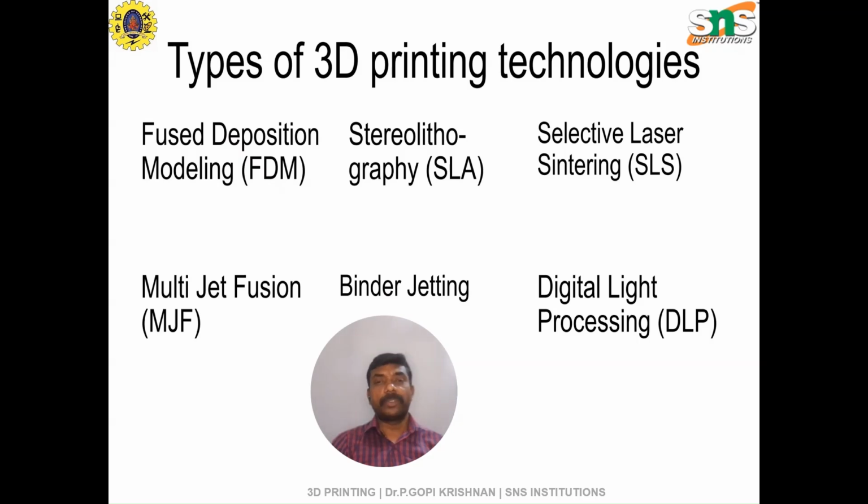So what are the different types of 3D printing technologies available? We have a number of 3D printing technologies and classifications, and predominantly we are using these 6 classifications: fused deposition modeling, acronymed as FDM, stereolithography, called SLA, selective laser sintering, abbreviated as SLS, multi-jet fusion, MJF, binder jetting, and digital light processing, acronymed as DLP.